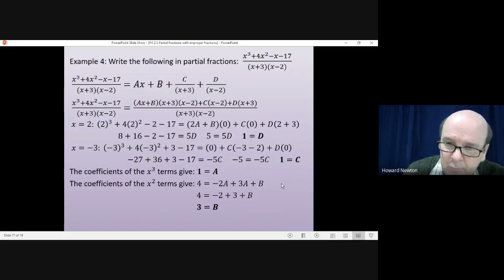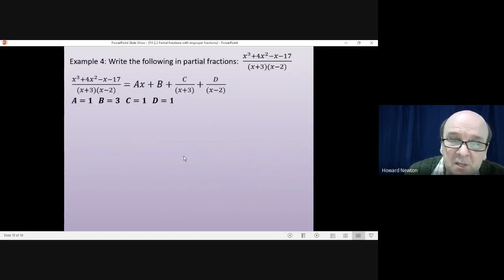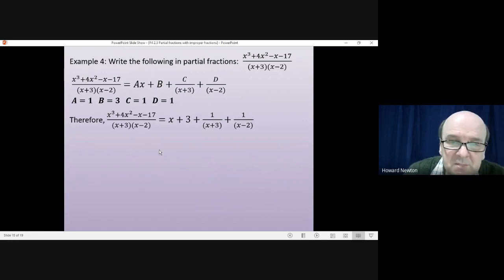Okay, bit of hard work that. But we've now found a is 1, b is 3, c is 1, d is 1. The only thing I need to do now is substitute those in. And that will give me that this in partial fractions is equal to x plus 3 plus 1 over x plus 3 plus 1 over x minus 2.